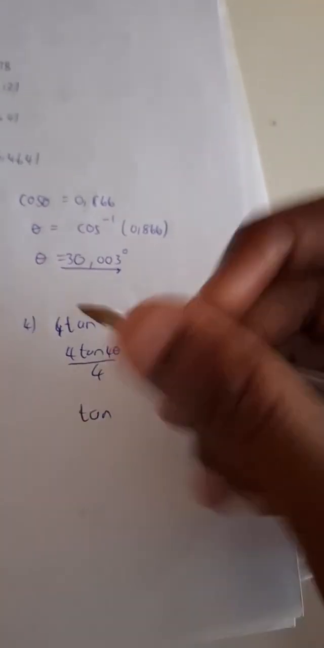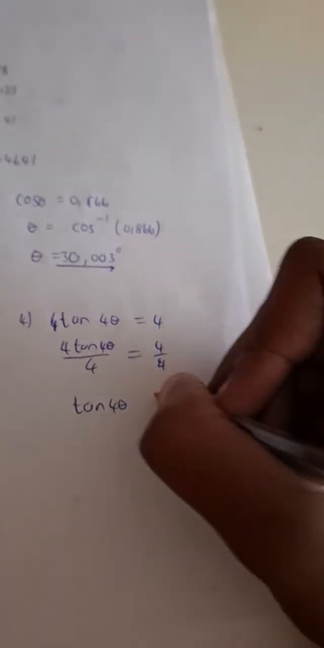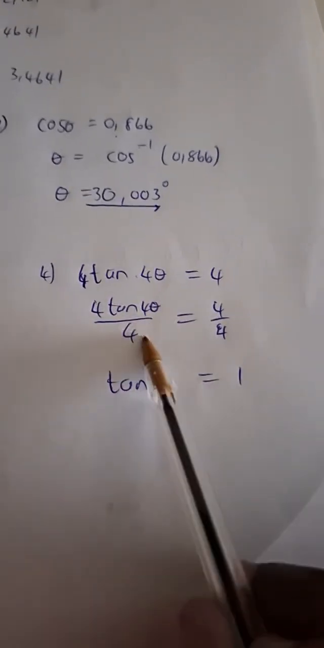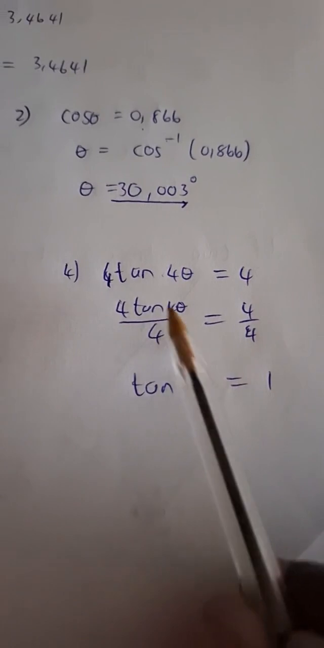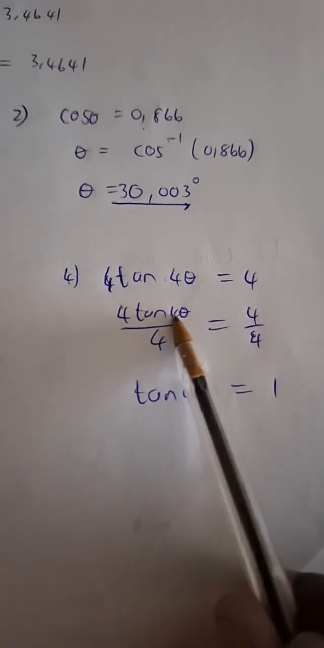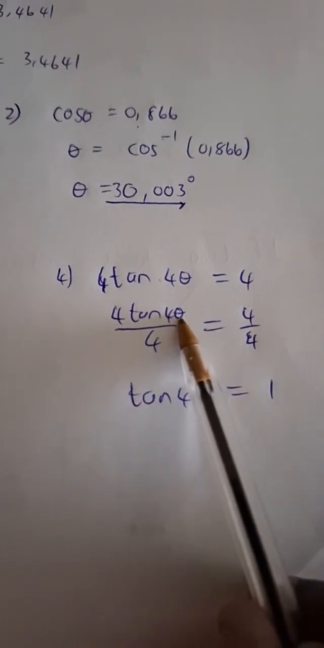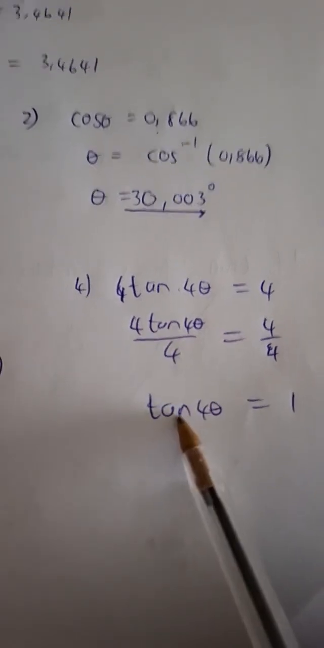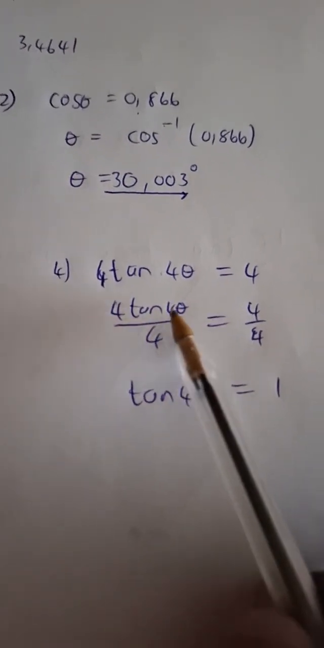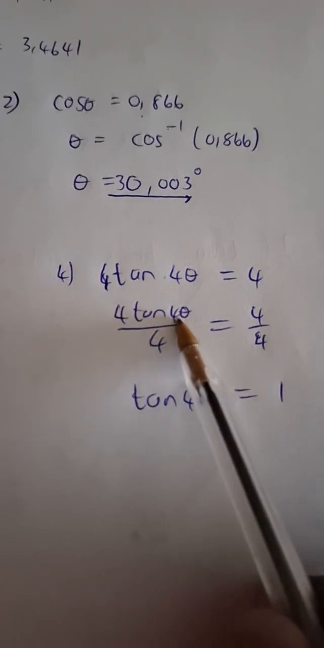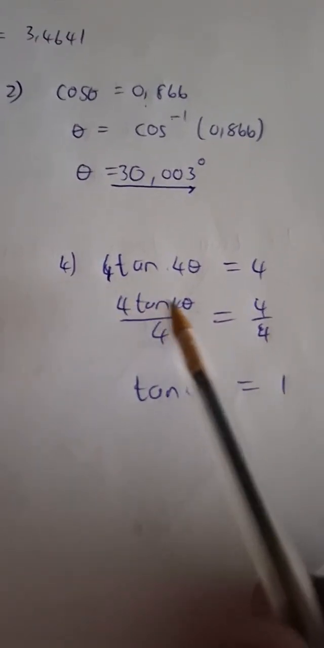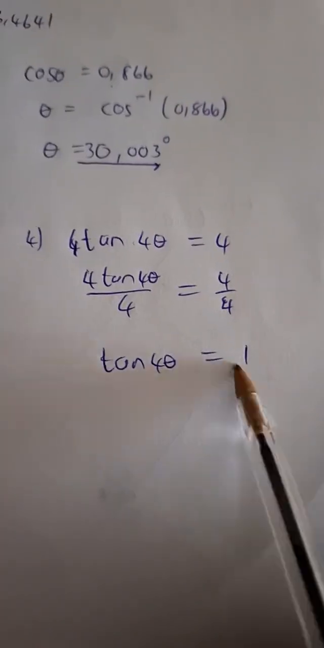We are then left with tan 4 theta is equal to 1. I'm sure you can see, guys, that dividing by 4 has no effect on the coefficient of the angle, but it has an effect on the coefficient of the trig ratio. And of course it should, because we know that division by the coefficient of the angle does not occur whilst the trig ratio is still there. Now we have tan 4 theta is equal to 1.